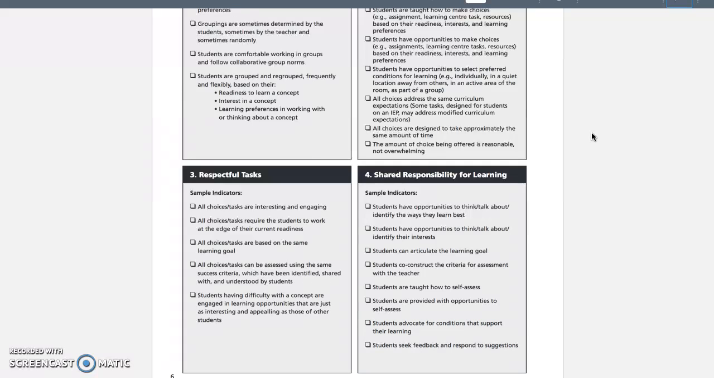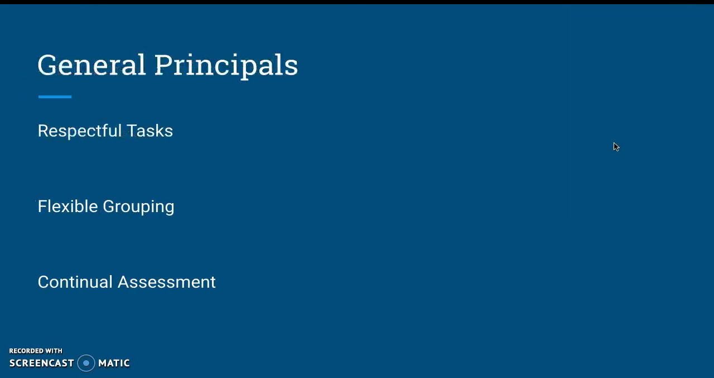Respectful tasks are also really important. All choices and tasks need to be interesting and engaging to the students so that they don't lose focus. Also, along with this, all the tasks need to be focused on the same learning goal. Students that are having difficulty with a concept are engaged in learning opportunities that are just as interesting and appealing to those as other students as well. Along with this, continual assessment is a really important part of this process.